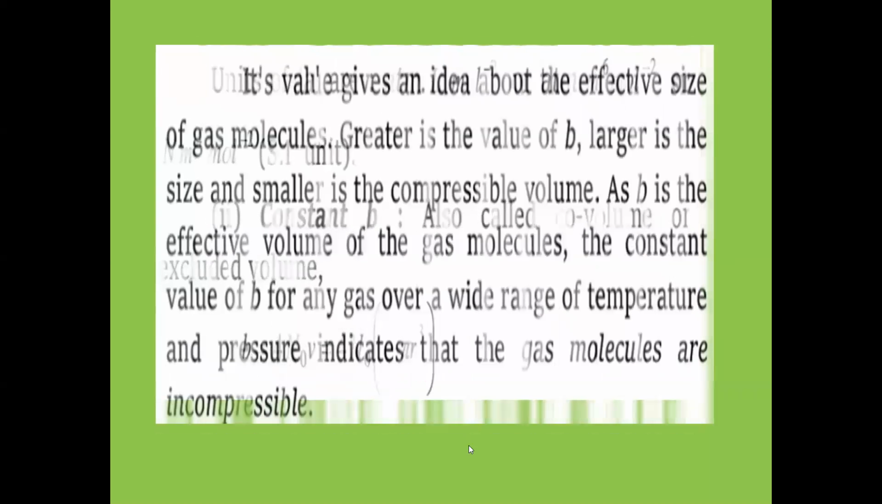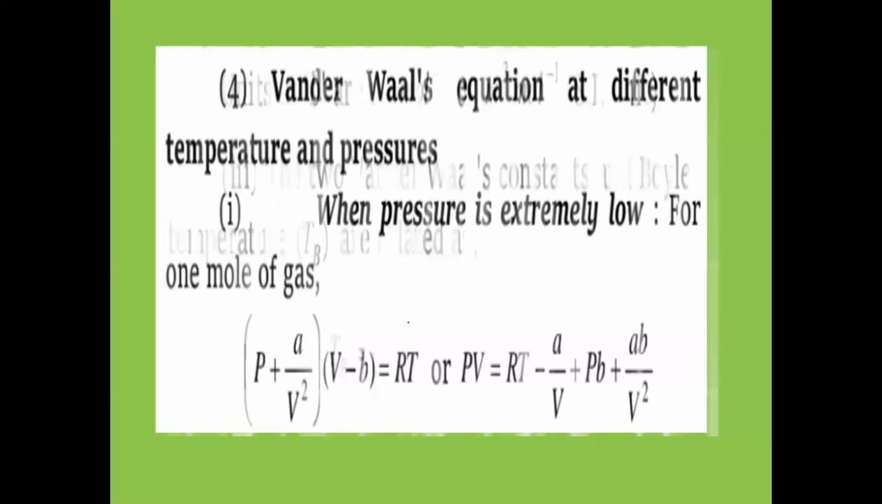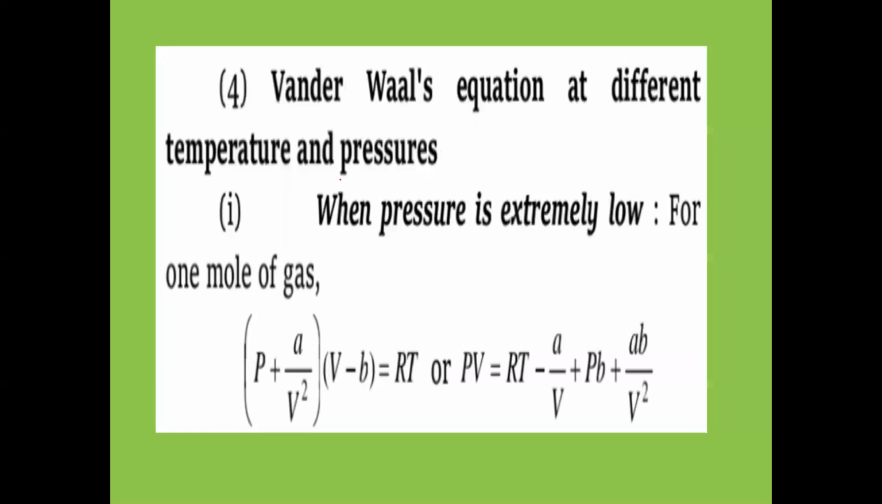Constant A and constant B we have already discussed. Now, Boyle temperature: TB is equal to a by Rb. I told you three types of temperatures: critical temperature, Boyle's temperature, and inversion temperature. We have discussed that in the previous class.